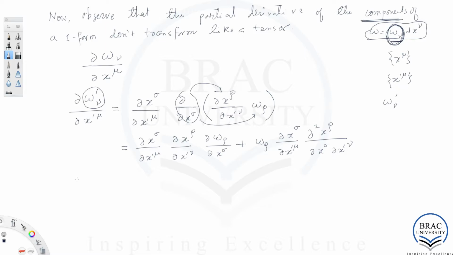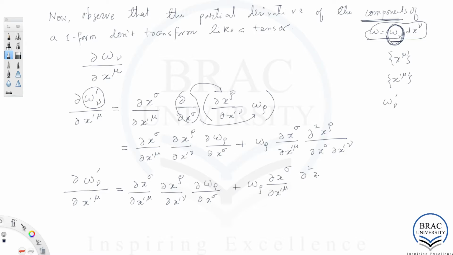So we arrive at the following. We've found that this is equal to ∂x^σ/∂x'^μ ∂x^ρ/∂x'^ν ∂ω_ρ/∂x^σ plus ω_ρ ∂x^σ/∂x'^μ ∂²x^ρ/∂x^σ∂x'^ν. Okay, the second term disrupts everything.